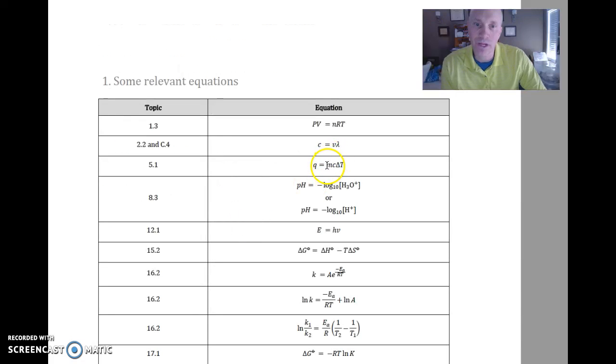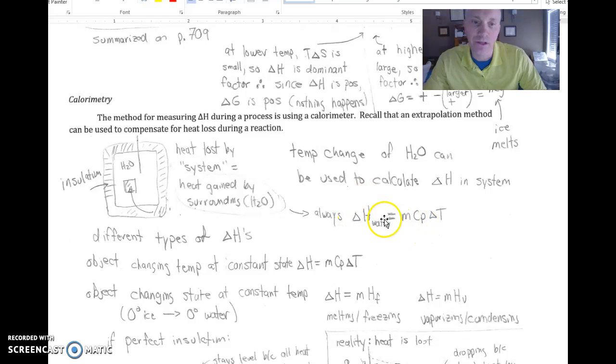I wanted to point out also that a lot of the thermochemical equations, like for example the amount of heat that is absorbed or released when things change temperature, you can see in this equation right here. So using that equation, if some process occurs and the water temperature increases, we can figure out the amount of heat absorbed by the water from this equation right here.